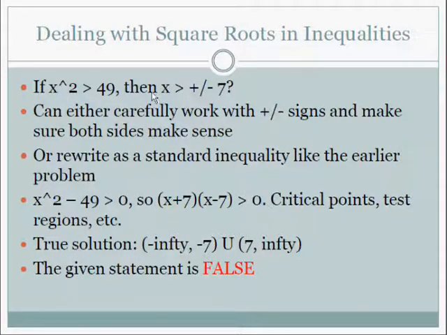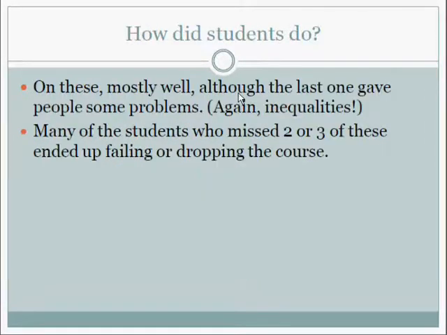Trying to just go to a shortcut here, you get a mostly right section with some wrong parts and then a redundant, also right section. It just doesn't help at all. So admittedly, how do students do on these kinds of true-false questions? For the most part, I think they did pretty well. Though again, inequalities will always continue to confound people.